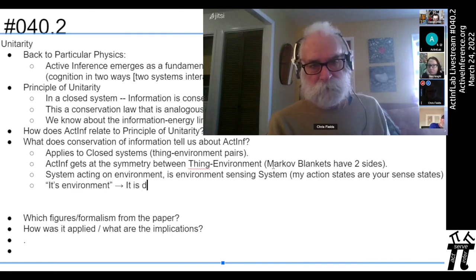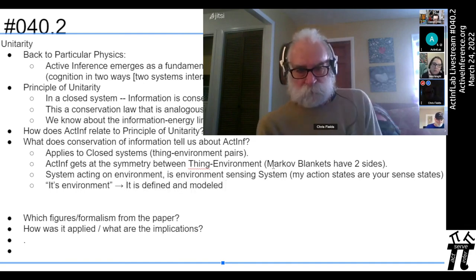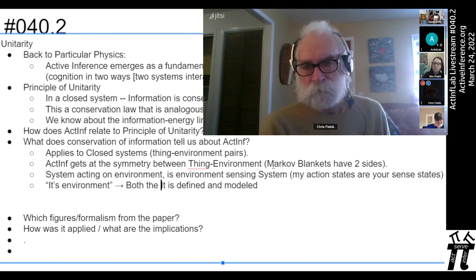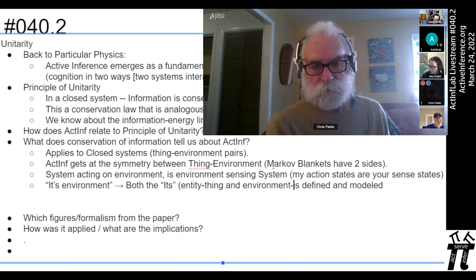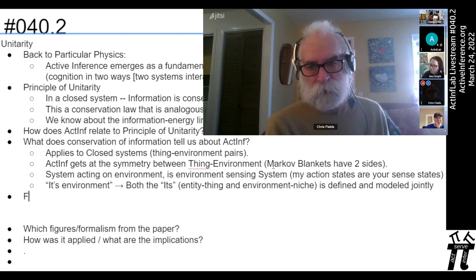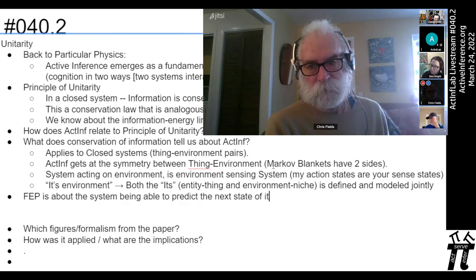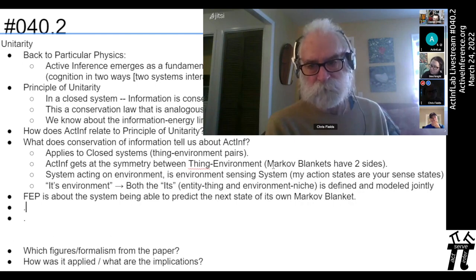So all of these symmetries are built into both frameworks. The free energy principle is fundamentally about prediction, right? VFE, variational free energy, can be thought of as prediction error or potential prediction error. So the free energy principle is about the system being able to predict the next state of its own Markov blanket. And if it predicts the next state of its own Markov blanket perfectly, then VFE is minimized to zero. And that's the asymptotic case, perfect prediction.